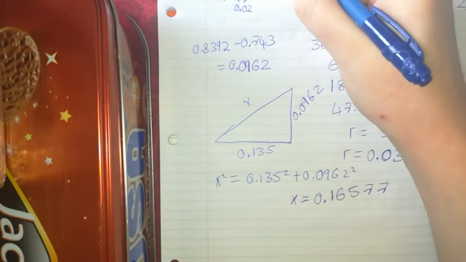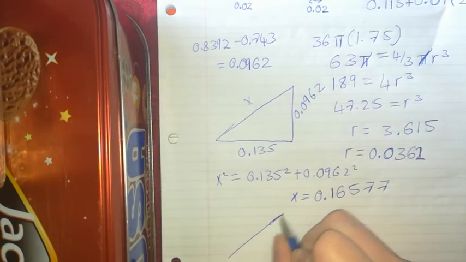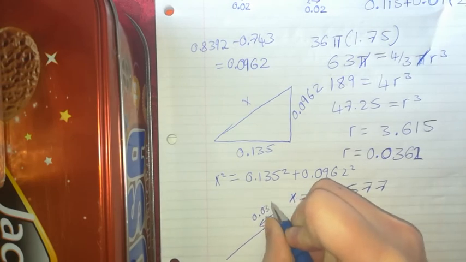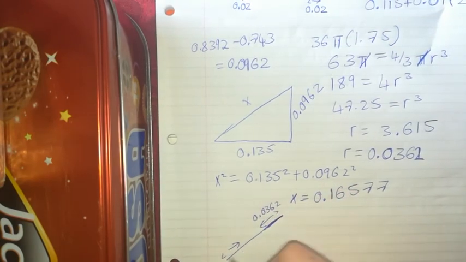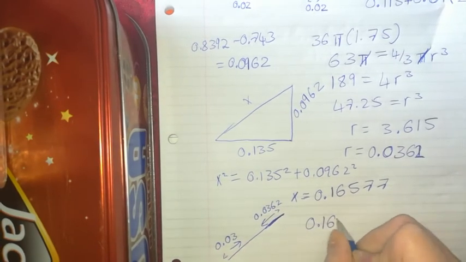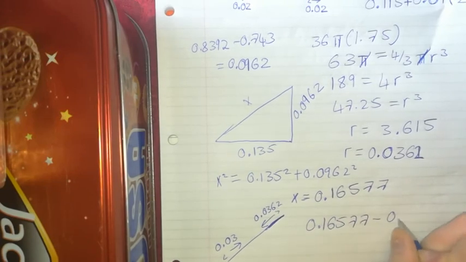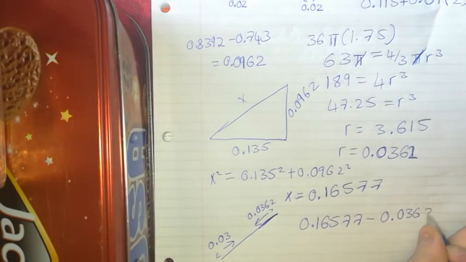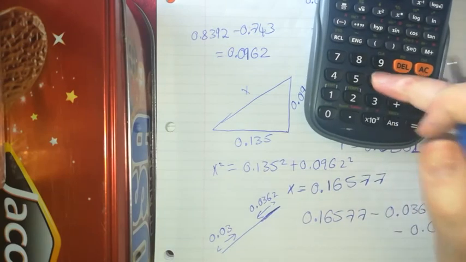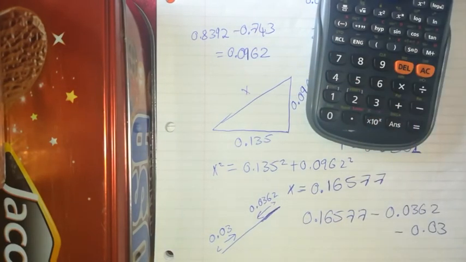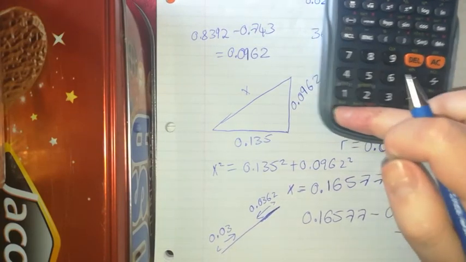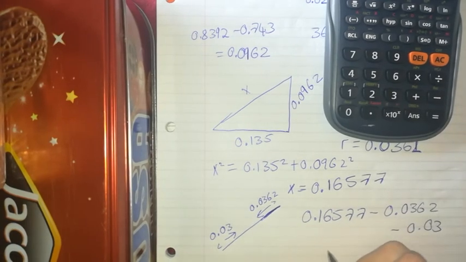But this distance here also counts the two centers. The center of one of them is 0.0362, and the center of the other one was 0.03. So I have to subtract: 0.16577 take 0.0362 take 0.03, and then I get that the distance is equal to 0.09957.